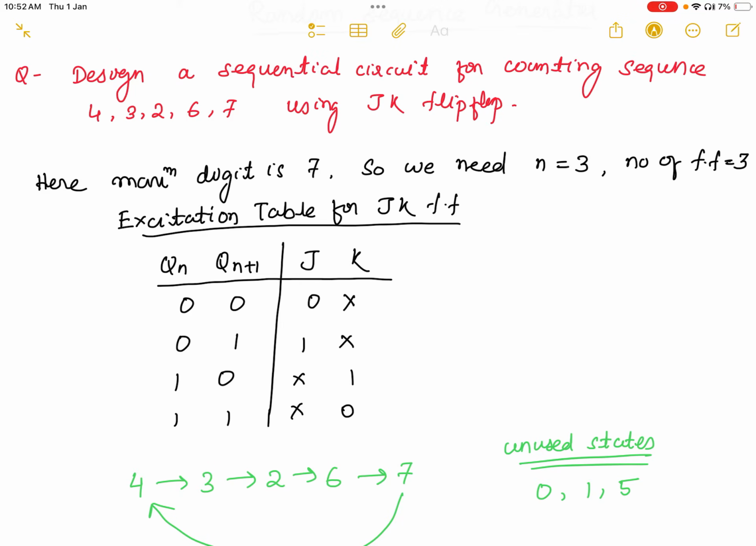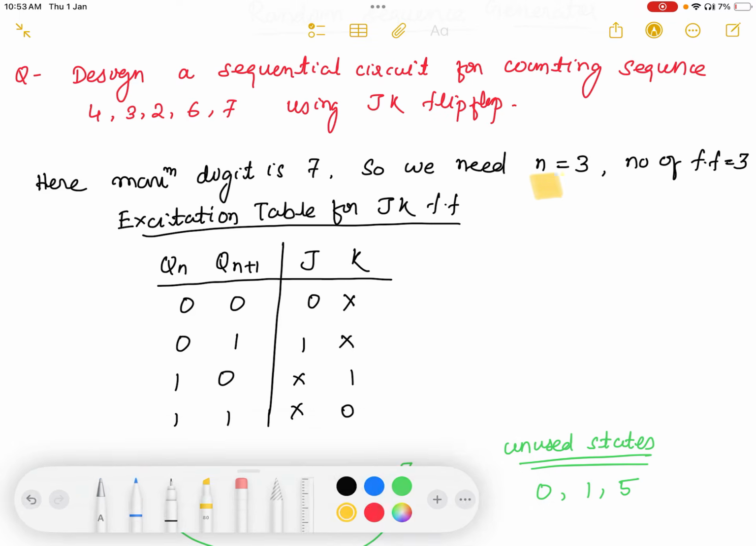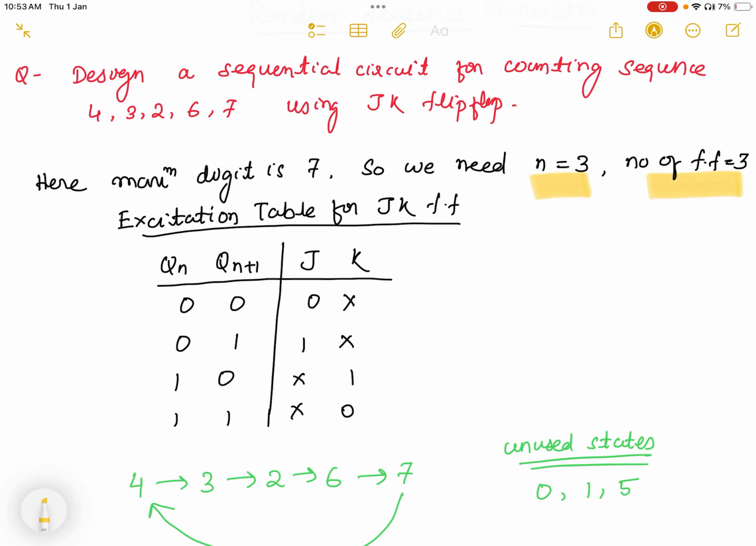So here you can see that the maximum digit is 7. That means if we take 3 flip-flops, we can count up to 2 to the power 3 minus 1, that is, up to 7. So we have taken n equal to 3, that means the total number of flip-flops required is 3. It can count up to 7. And you can see the counting sequence is not in the proper order, not in ascending order or descending order. It is in a random order, which is why you can say that it is a random sequence generator.